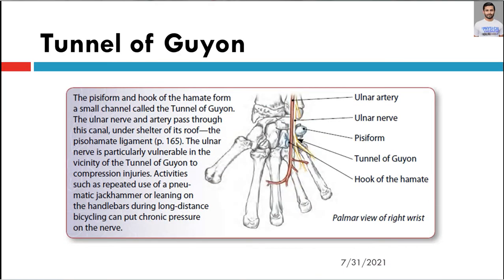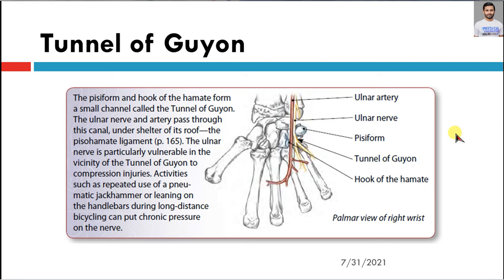This is a very important tunnel. There is a carpal tunnel, and there is a condition called carpal tunnel syndrome. Similarly, there is a condition called ulnar entrapment in the tunnel of Guyon, and that basically limits your intrinsic muscles of hand, and sometimes it also has sensory supply, so sensory disturbance in the little finger and lateral part of the ring finger can also be present. So this pisiform and hook of hamate form a small channel which is called the tunnel of Guyon.